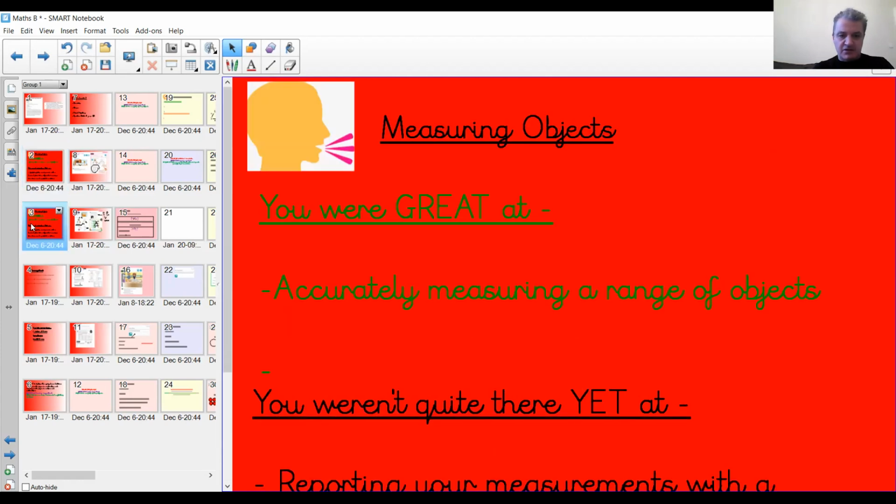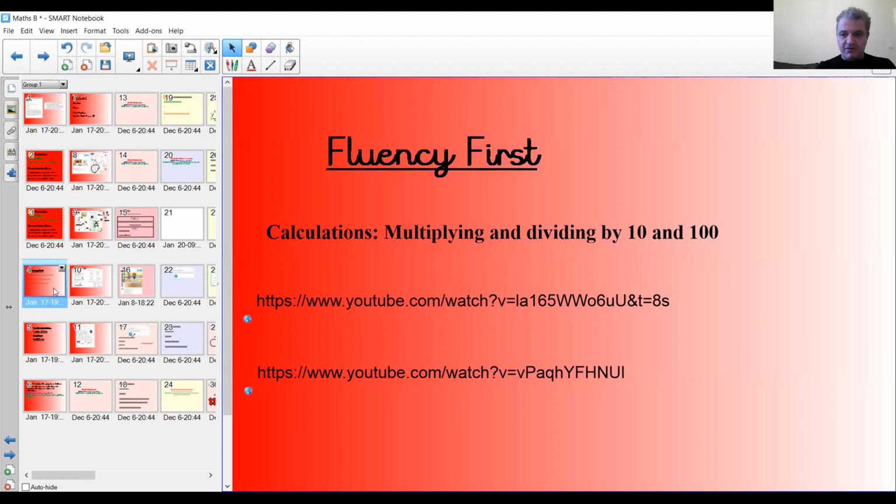Okay. So let's have a look at our fluency first. Being as it's all about dividing by 10 and 100 when we're looking at measurements, it's a really important skill to have. I've put a couple of YouTube video links, so if you'd like to have a look at those, just click on the hyperlink. They're only a couple of minutes each, so that doesn't take long. They're quite good fun.